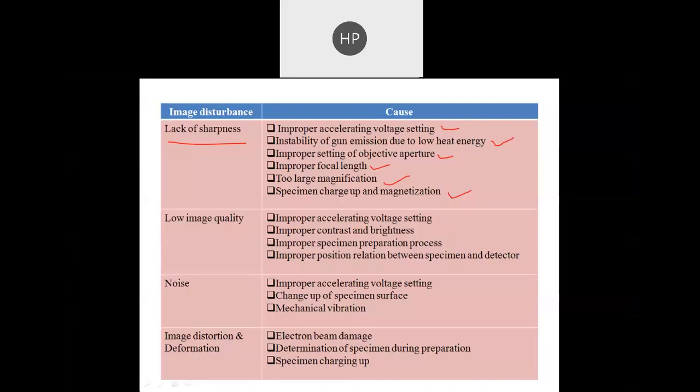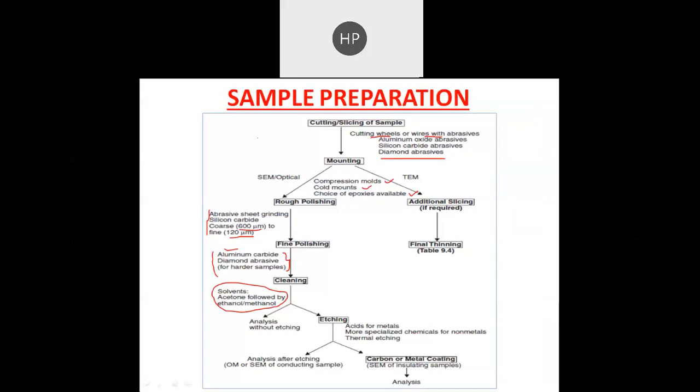Then second is low image quality. So improper accelerator voltage setting, this is the same reason. Then improper contrast and brightness, so that we can have a low image quality. Then improper specimen preparation process. This is a very important point, because if you do not prepare the sample well, you are not going to get a good image. So before you perform any SEM analysis, you have to prepare the sample very well. Then and then you are going to get a good result.